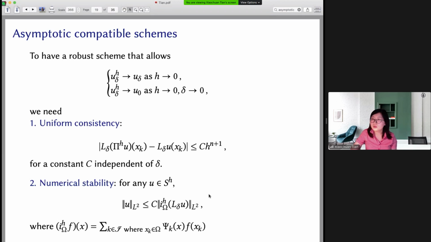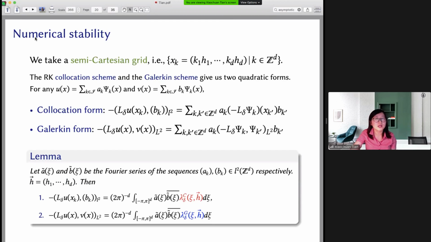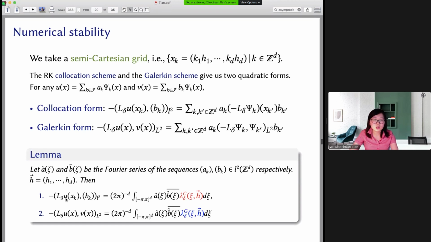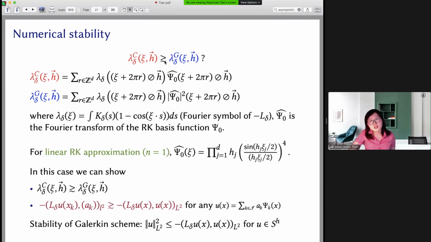Okay, so the numerical stability is actually harder. So I want to talk about how we prove it. In order to prove it, we actually have to restrict ourselves to a semi-Cartesian grid, which means that x_k looks like this. The reason is that we actually use Fourier analysis. So to compare a collocation scheme with a Galerkin scheme, the collocation scheme corresponds to a quadratic form like this, whereas the Galerkin form corresponds to a quadratic form like this, for u and v expressed as linear combinations of those basis functions. Then you can use Fourier analysis to rewrite these two quadratic forms into this, where you see Fourier symbols. Lambda c corresponds to the collocation form, and lambda g corresponds to the Galerkin form. So our goal is to show that the Fourier symbol lambda c is bounded below by lambda g.